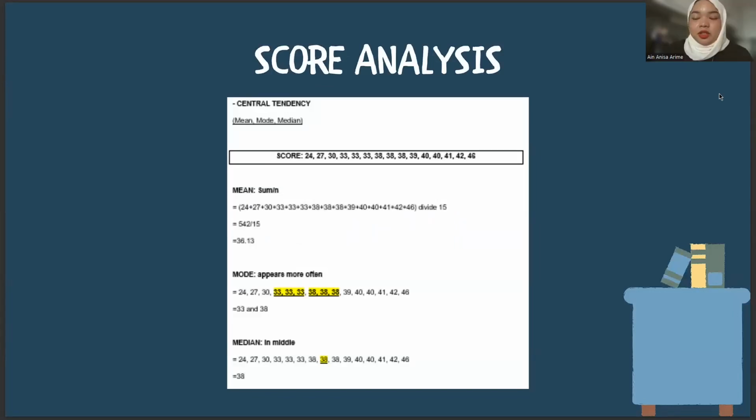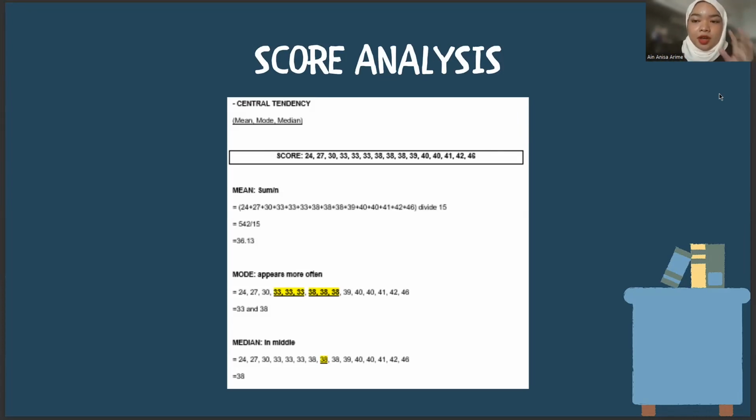Hi, Assalamualaikum, Dr. Rosli. My name is ANISA. So I will be explaining about the score analysis. I'm taking the part of central tendency, which we have done together. As is well known, central tendency is a summary measure that attempts to describe a whole set of data with a single value that represents the middle or the center of its distribution.